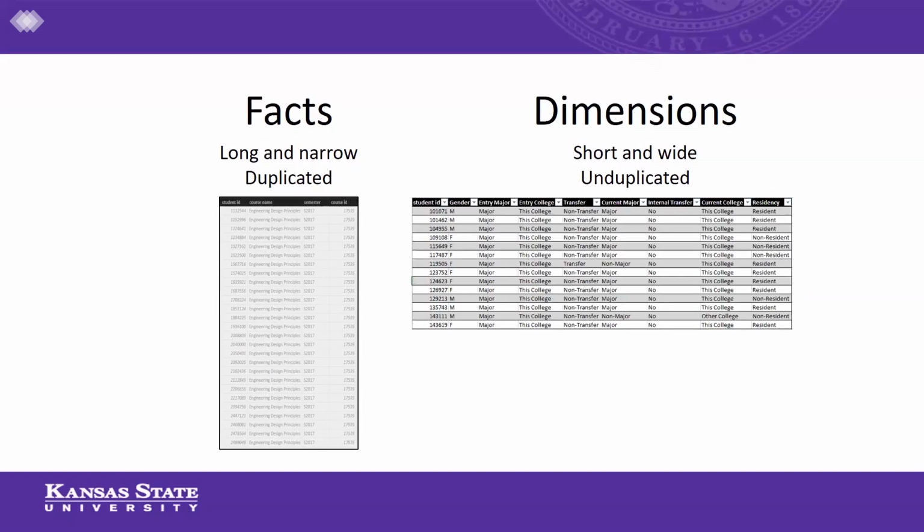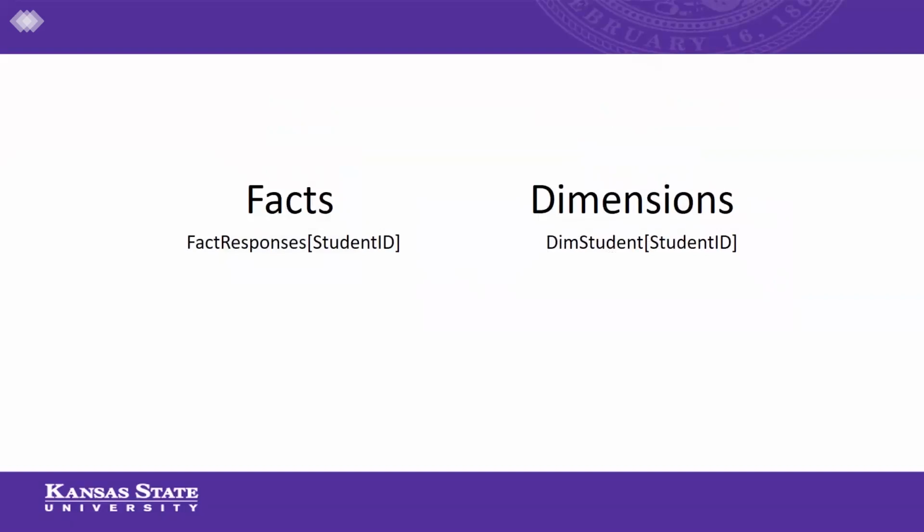So you might have one row with the student ID and then their major, their transfer status, whether they're resident, etc. And then these two types of tables relate to each other, and that's the relational part of this in a data model. And they relate to each other via key fields that allow them to know what students you're talking about in a dimension to then filter the fact table.